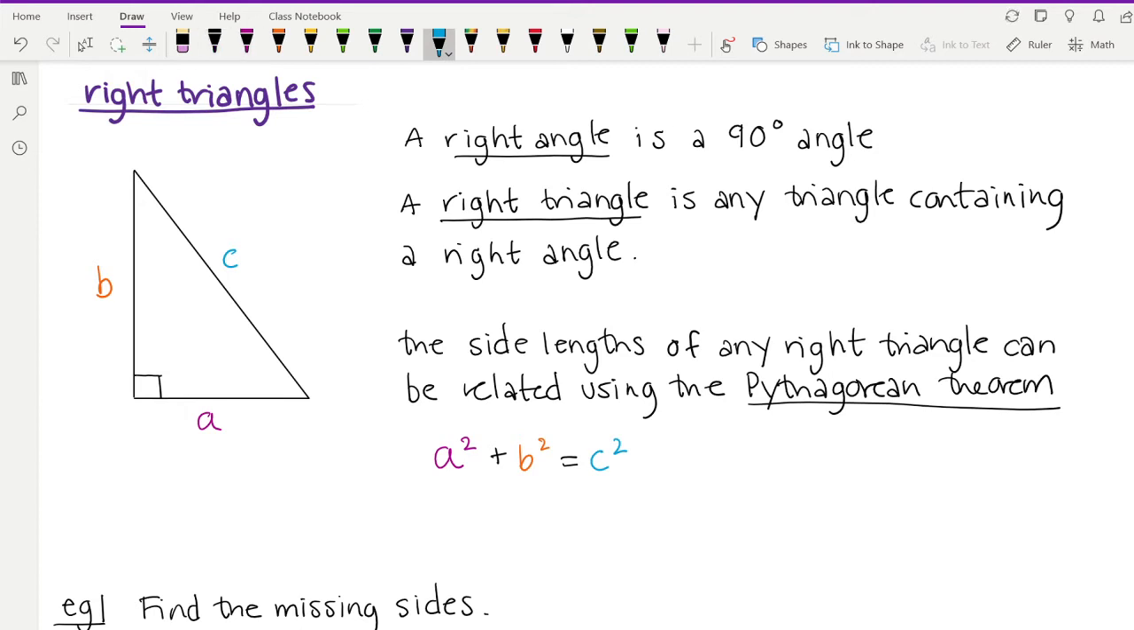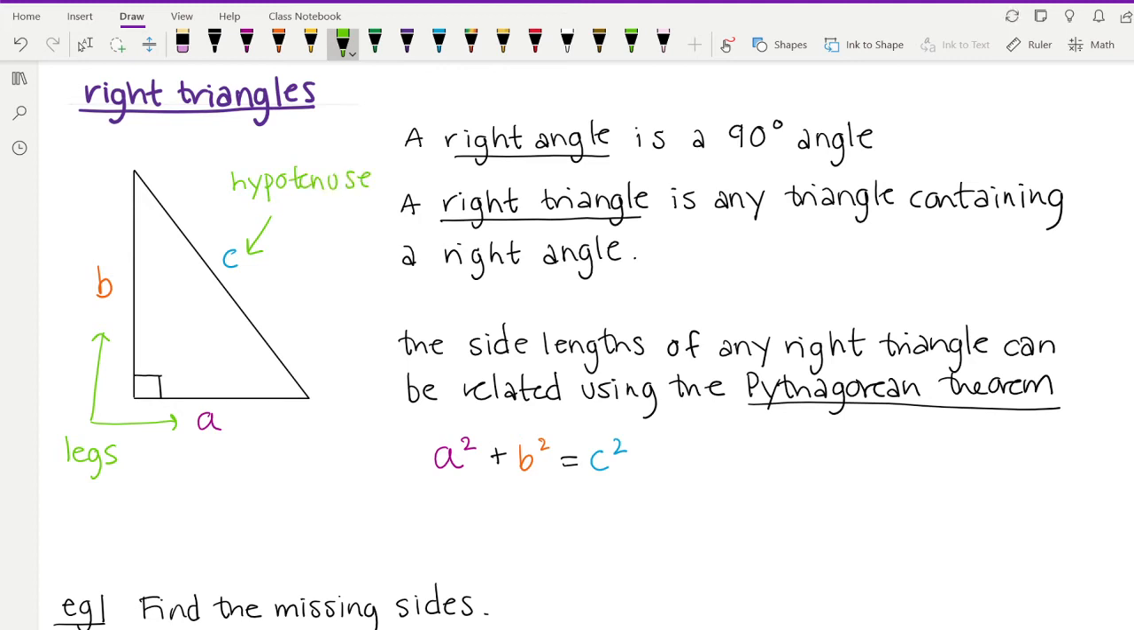And by the way, there are special names for these different sides of a right triangle. For any right triangle, these two sides here, the ones that are perpendicular to each other, are called the legs of the right triangle, and the longer side is called the hypotenuse.